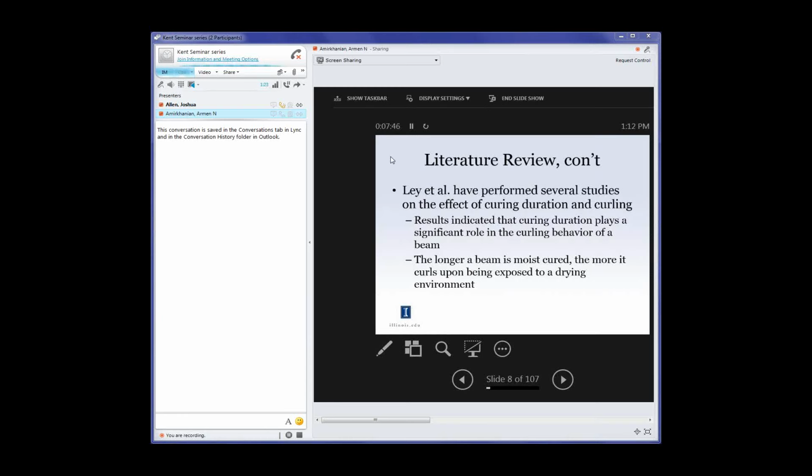This is sort of counterintuitive, where in concrete pavements you're told to cure it as long as possible to gain enough strength. Well, he showed, and other people showed, that curing it longer will get you better strength, but you may have a higher degree of curling. And we, as I'll show later, actually found similar results.